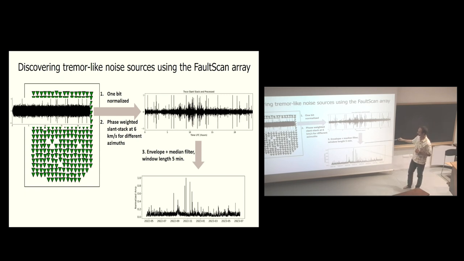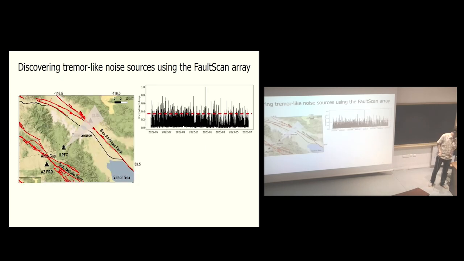And then after this, to search for tremor activity over the long term, remember that we'll have almost 3 years of data here. We will compute the envelope of the signal and then apply a median filter. This is very important, a median filter over a window length of 5 minutes, because, again, we want to get rid of the seismic activity and just keep the tremor activity. And this is the type of observation we get over the long term.